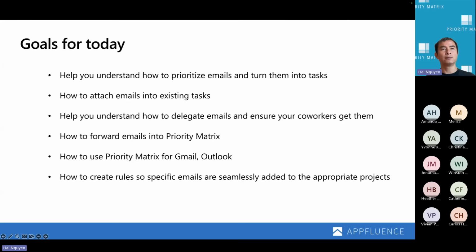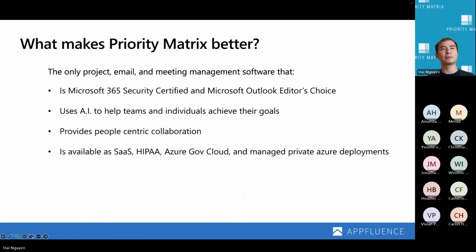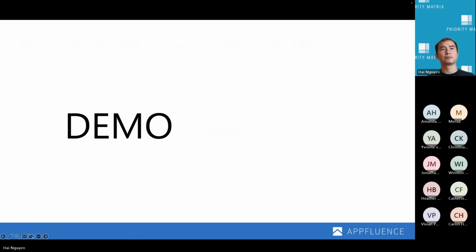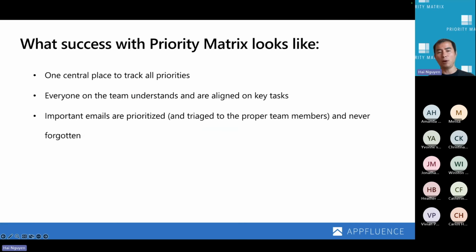Okay, so let me summarize with this presentation here. What would success with Party Matrix look like? One, you have this one central place to track all your priorities, and now also the emails as well. Everyone on the team understands and is aligned on key tasks. And using the email integration, of course you can use it just for managing your own emails, but when you end up delegating the email to others, it's so useful.